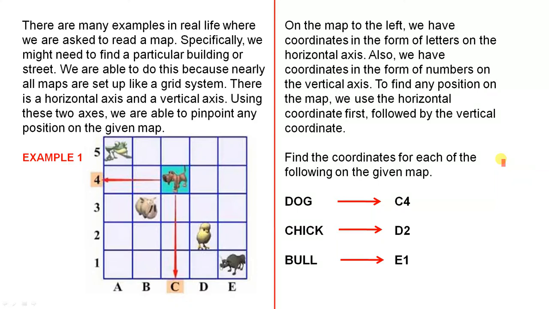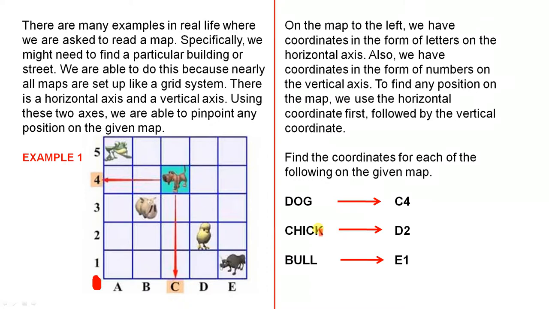Find the coordinates for each of the following on the given map. Now the dog. Here, the dog is highlighted. Now we have to find the letter and the number that represents the dog. So we start here. See that point there? That's always the starting point. Now remember, we do the horizontal part first. So we go across to there and we see the letter C. Then we go vertically until we get to the dog, and he's level with the number 4. So C4 represents the dog.